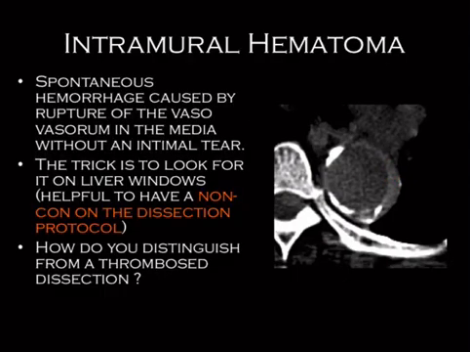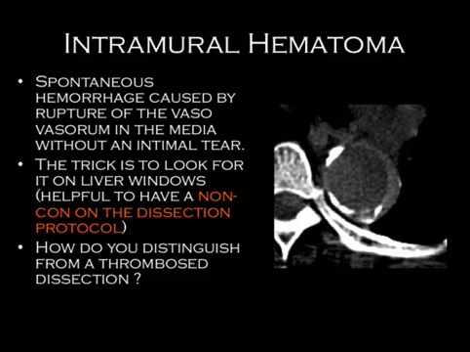Basically this is rupture of the vasa vasorum. You may remember those are the little vessels within the vessel, without a discrete intimal tear. And this is the reason that you do a non-con on the dissection protocol. Most places, when they set up their dissection protocols, do a non-contrasted study followed by a contrasted study. The reason non-con is included is so you can pick up intramural hematoma. This would be like somebody with a chest pain order out of the ER. You would include a non-con. You wouldn't just go straight to a contrasted study, because then you could miss that.